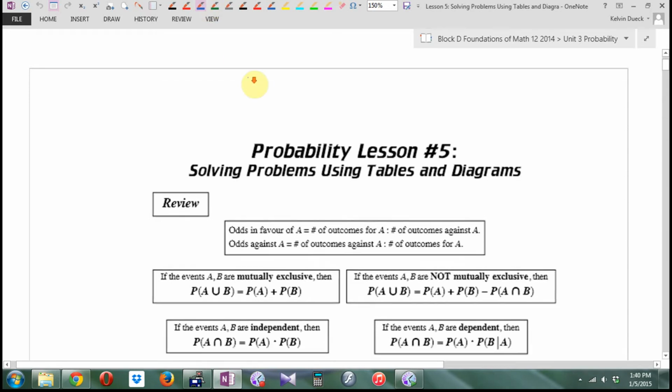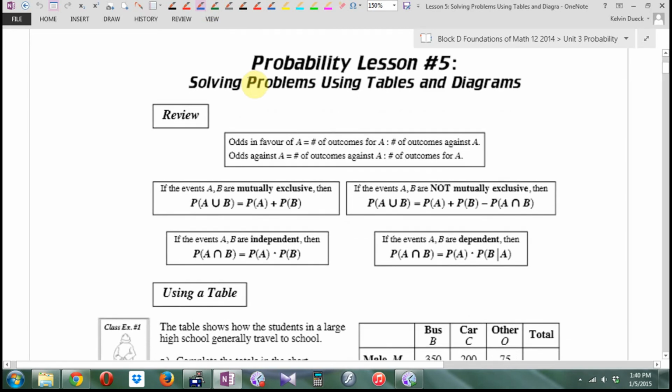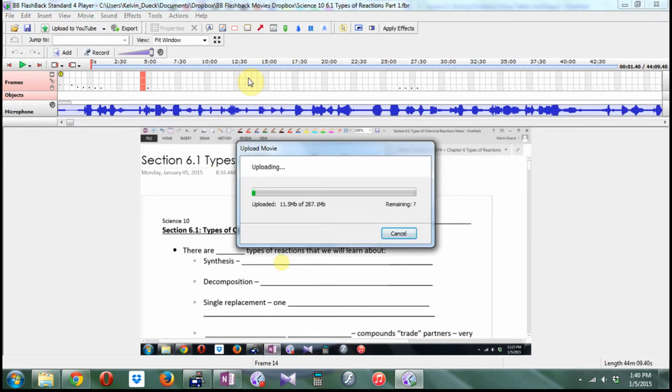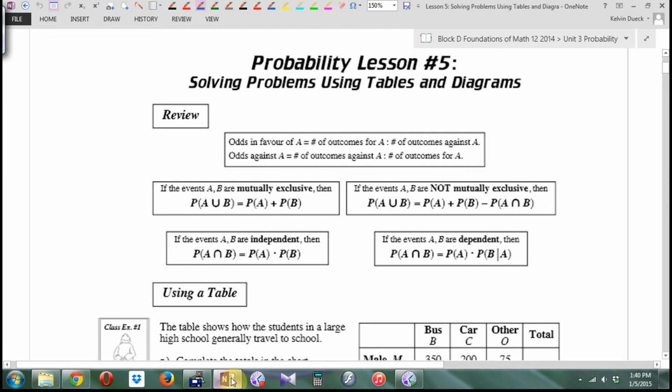Lesson 5. Review. Here's a summary of what we've done so far. First of all, we have to distinguish between odds and probability. Odds and probability. So we said the odds in favor of event A is the number of outcomes for A versus the number of outcomes against A.